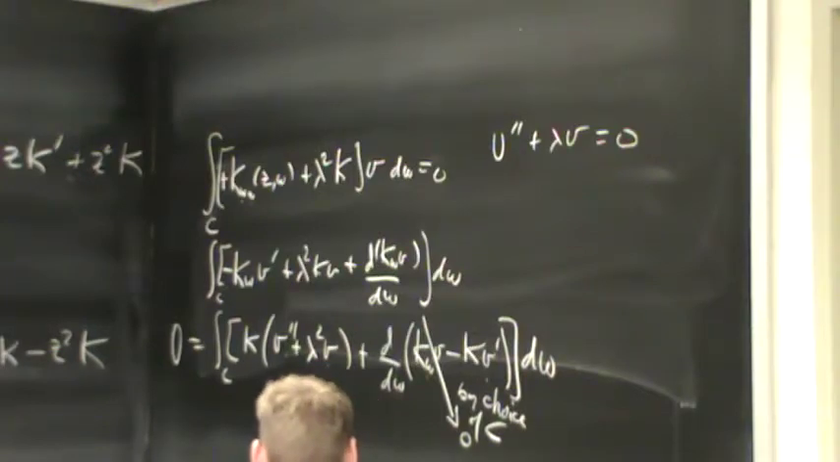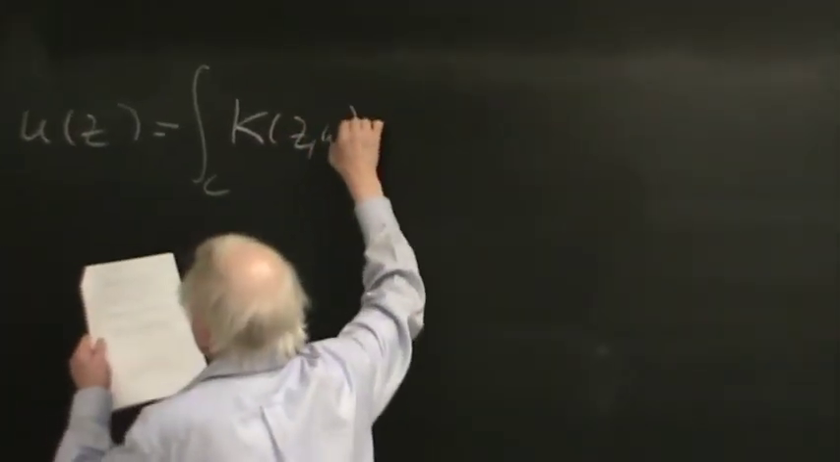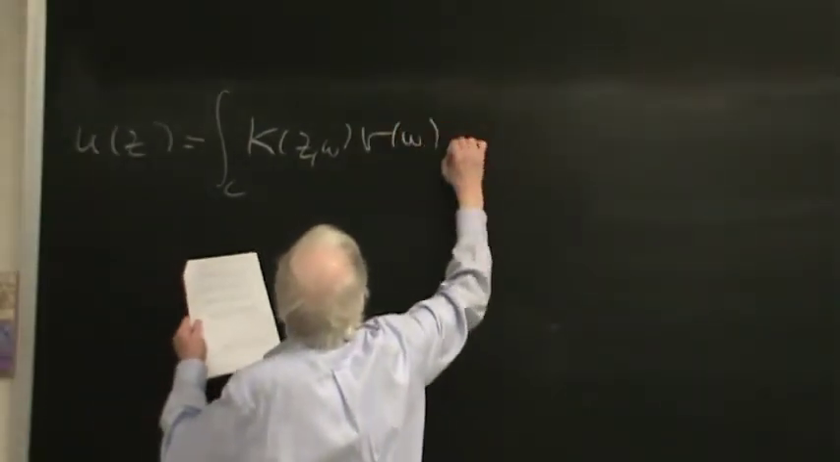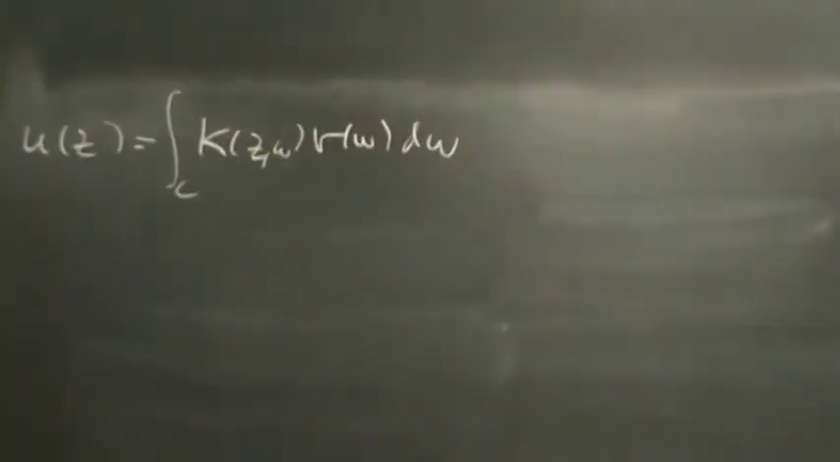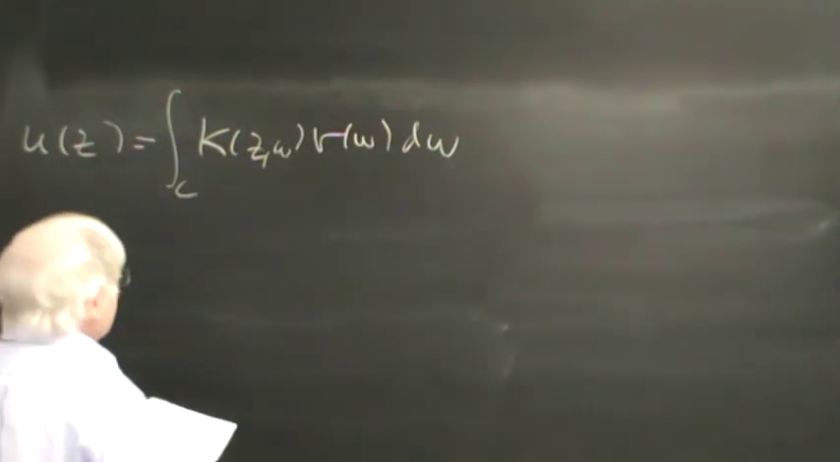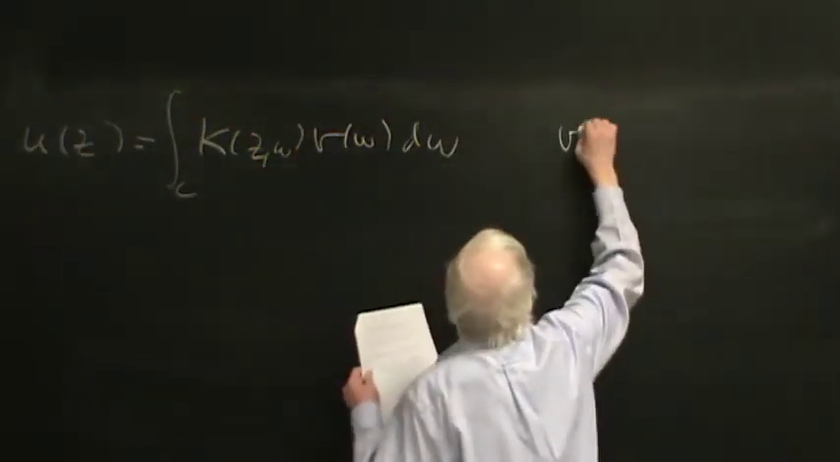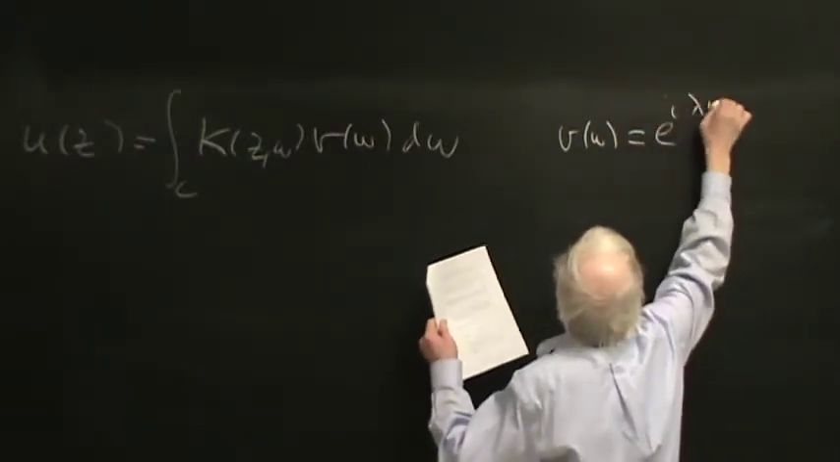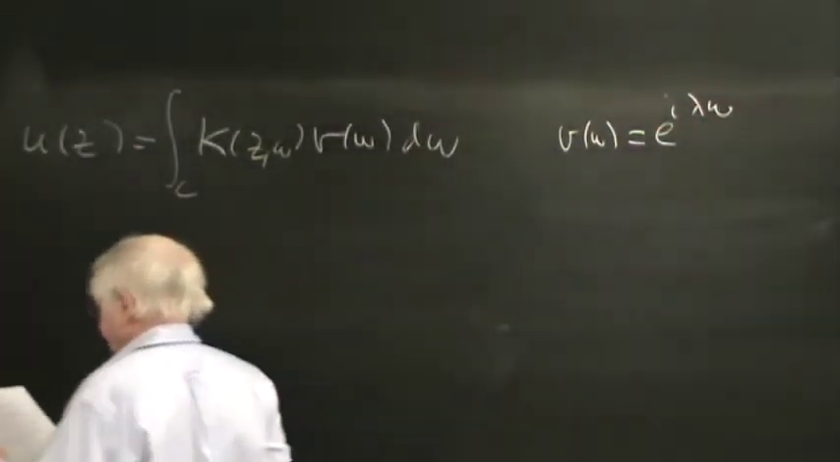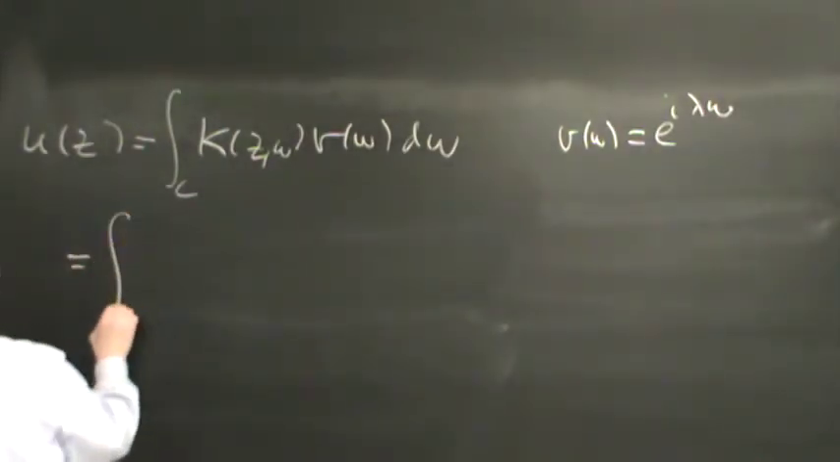Okay, so what one gets is this. U of Z is an integral on C, K of Z and W, B of W, and W. Now, B of W are the solutions of this equation, which is a harmonic oscillator equation. And so B of W is e to the I lambda W. And so this is then an integral.